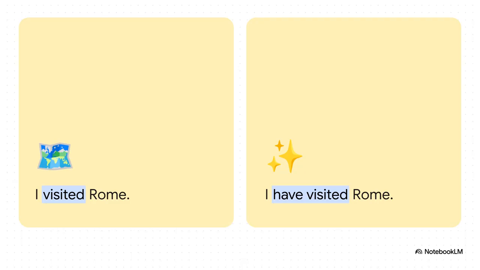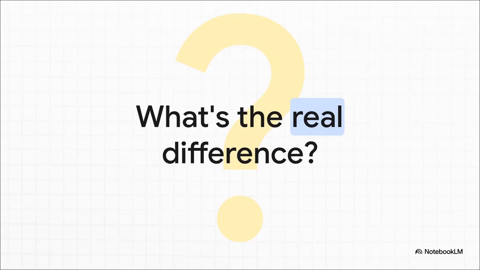Okay, take a look at these two sentences. On the surface, they look pretty much the same, right? I visited Rome, and I have visited Rome. They're both about the past. So what's the deal? I mean, what is the real difference here? This is a question that trips up so many people learning English, but I promise you, we are going to get this cleared up for good today.